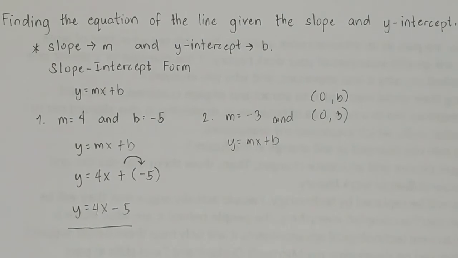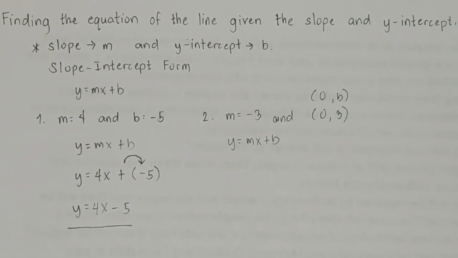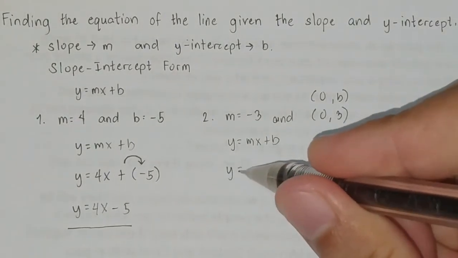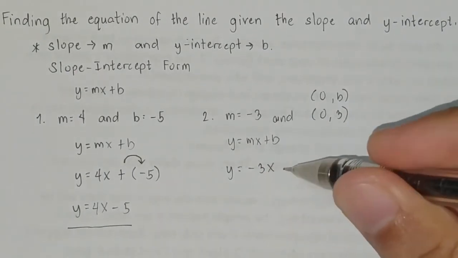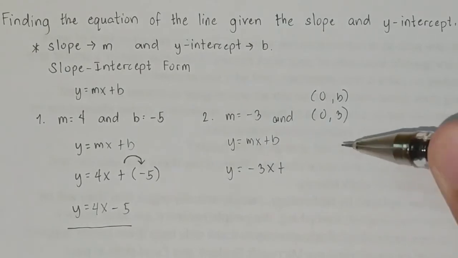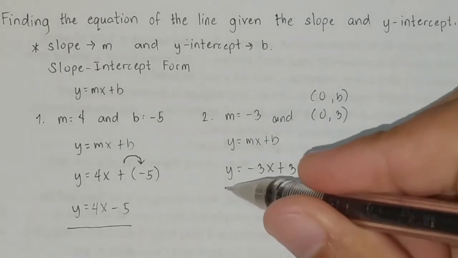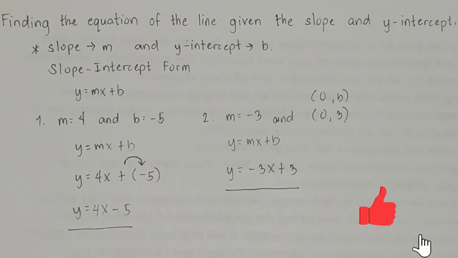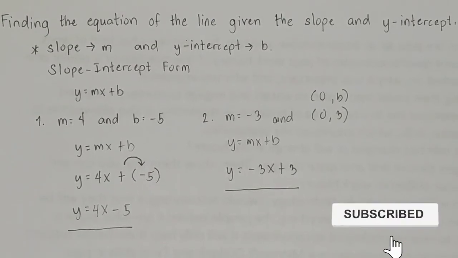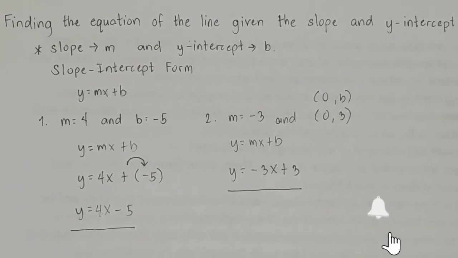And let's just substitute those givens. So, y is equal to, our value of m is negative 3, just copy x, plus the value of our b, which is 3. And that is the equation of the line from the slope m is equal to negative 3 and y-intercept 3.